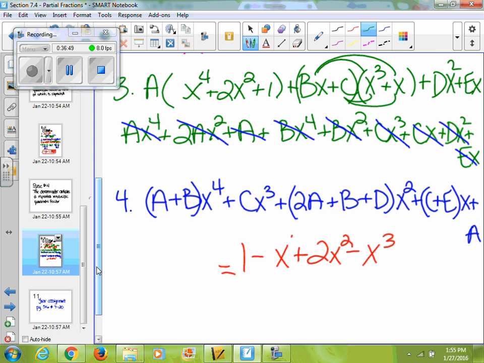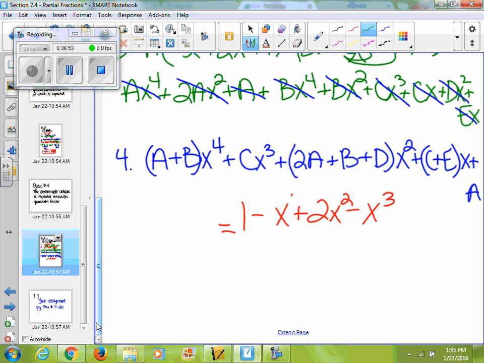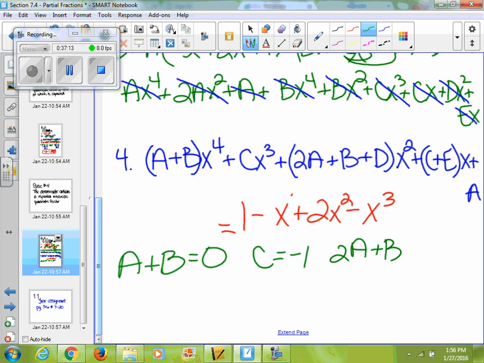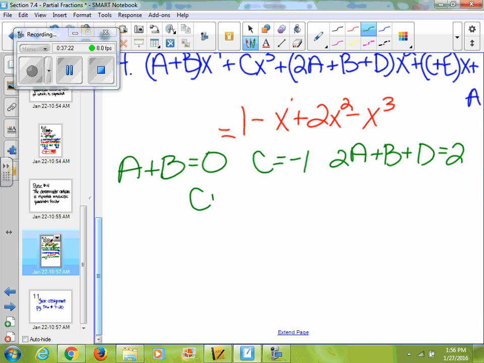So if I start to group my coefficients, I have 0 x to the 4th factors, so A plus B equals 0. I have 1 negative 1 factor of x cubed, so C equals negative 1. I have 2 x squared factors, so 2A plus B plus D equals 2. I have a negative 1 x factor, so C plus E equals negative 1. And I have 1 constant factor, so A equals 1.